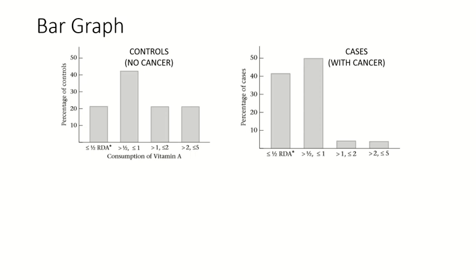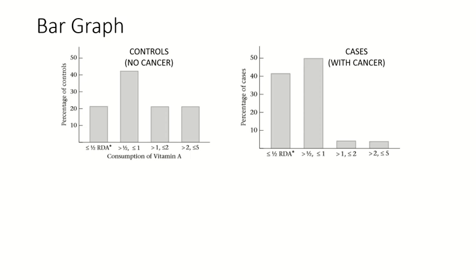The lowest amount shown is less than or equal to 1/2 of the RDA, and the highest amount is greater than twice the RDA, but less than or equal to 5 times the RDA. The y-axis shows the frequency of individuals that belong to the categories defined by the quantities of vitamin A that they take daily. This frequency is expressed in percentage.